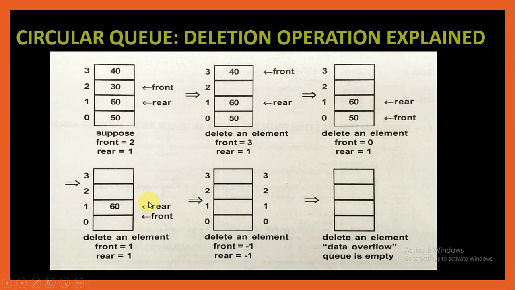Now if I perform one more deletion operation, then this element is deleted and my queue becomes empty. So both front and rear will become -1. And if I try to perform one more deletion operation, this will result in data underflow, because this is underflow, not overflow, because my queue becomes empty.